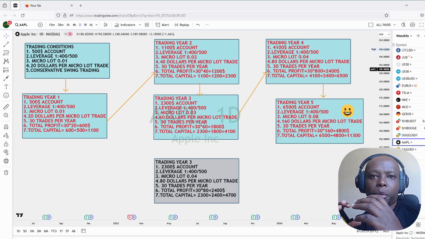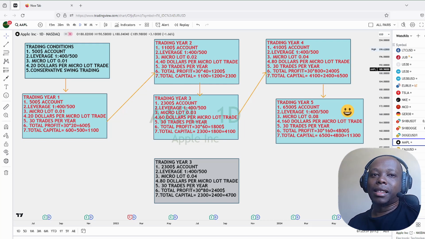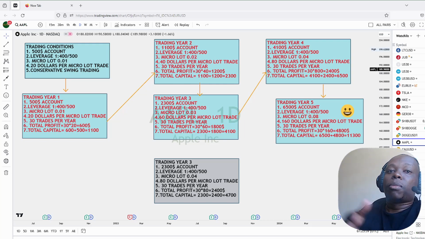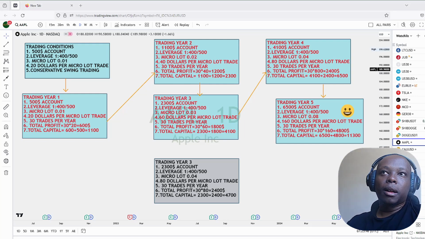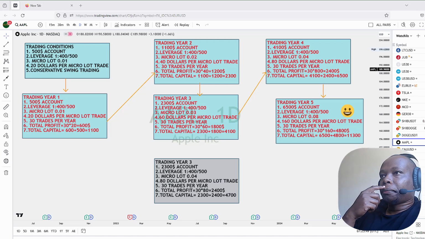So our total capital by the close of year one is the $500 we started with plus the $600 we have made, which is now $1,100. So that is what we are moving with to year two.